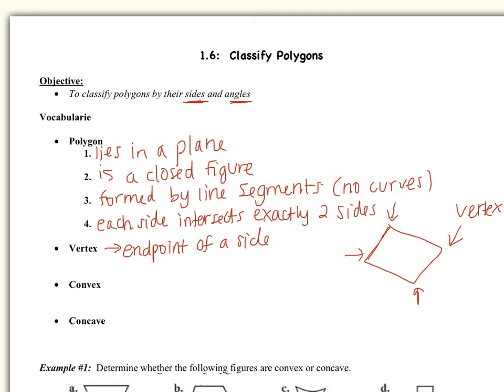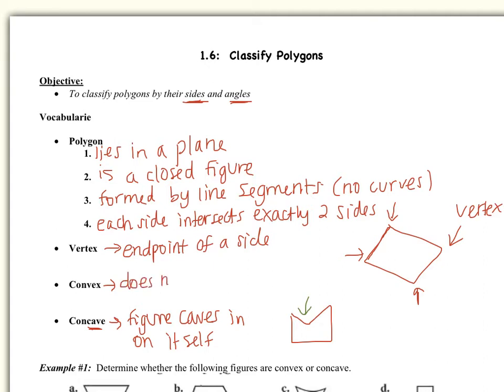Okay, convex we're going to skip for right now. Convex and concave go together. Concave means that the figure caves in on itself. So an example would be something like this. This part right here is where the figure caves in. It bends inward. It bends towards the middle. A convex figure is just not concave, so it does not cave in. So this figure that I drew first, this one here, this is convex. None of the vertices cave in towards the middle, so it's convex.